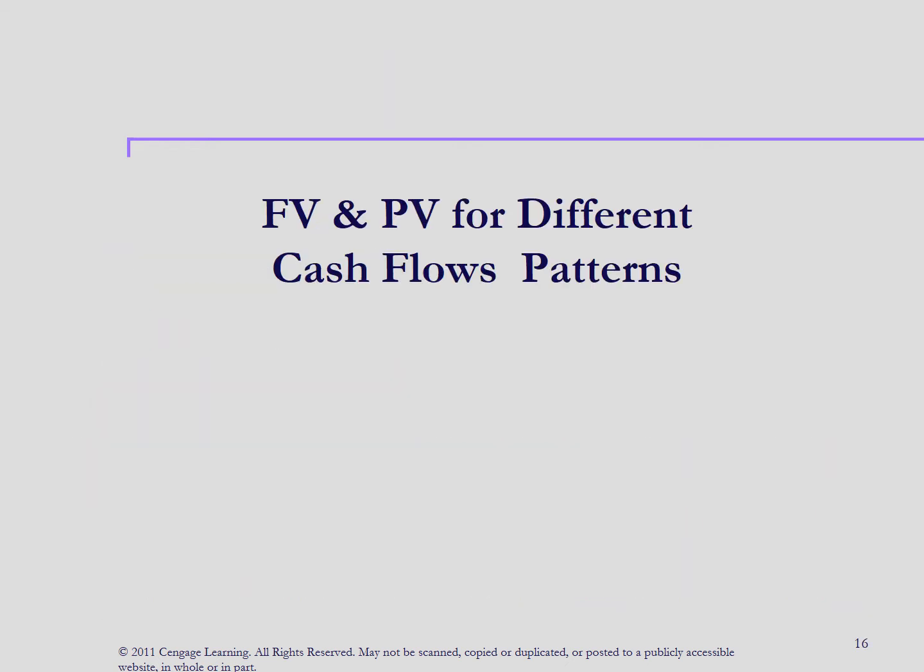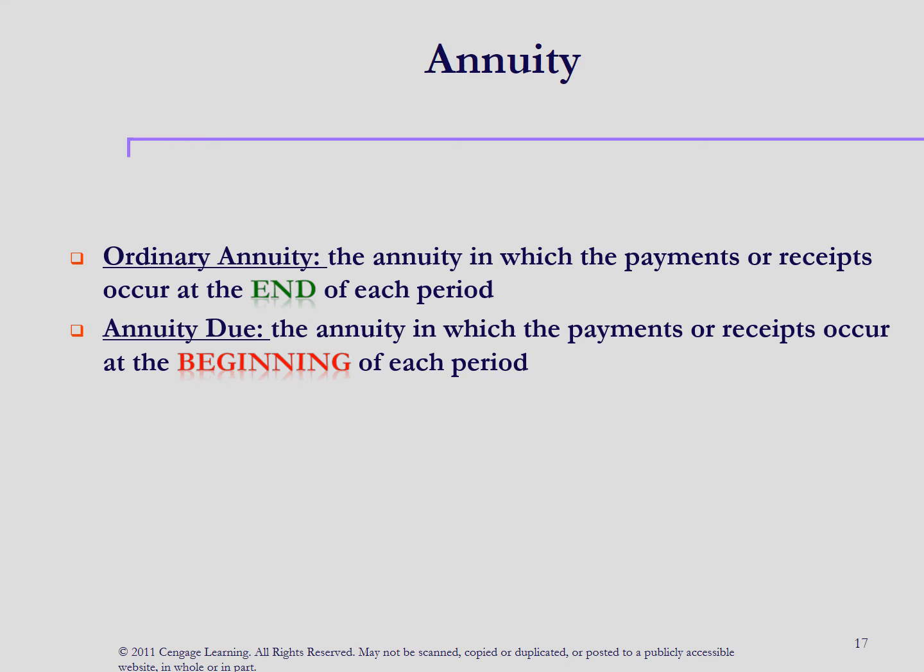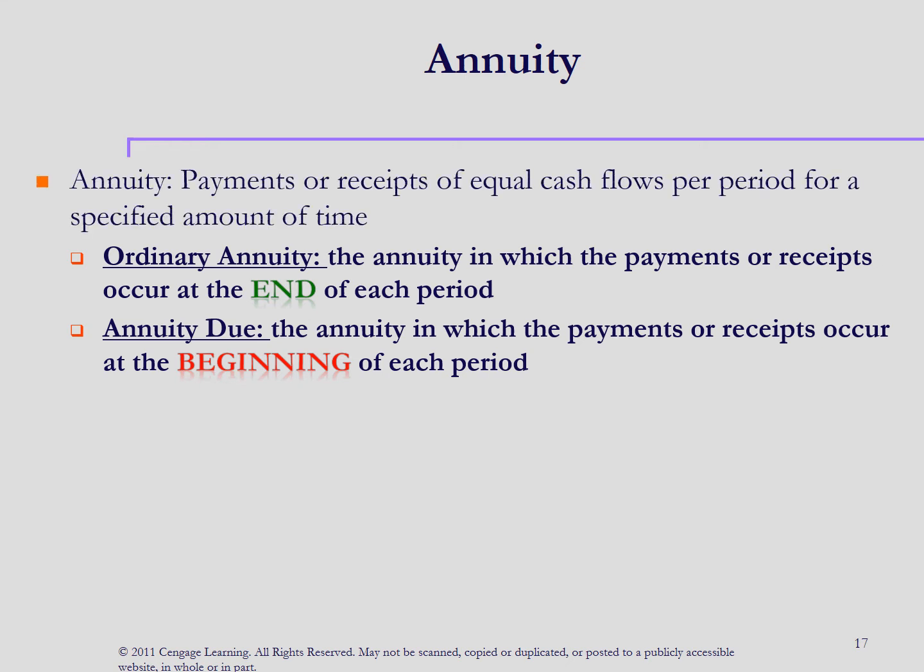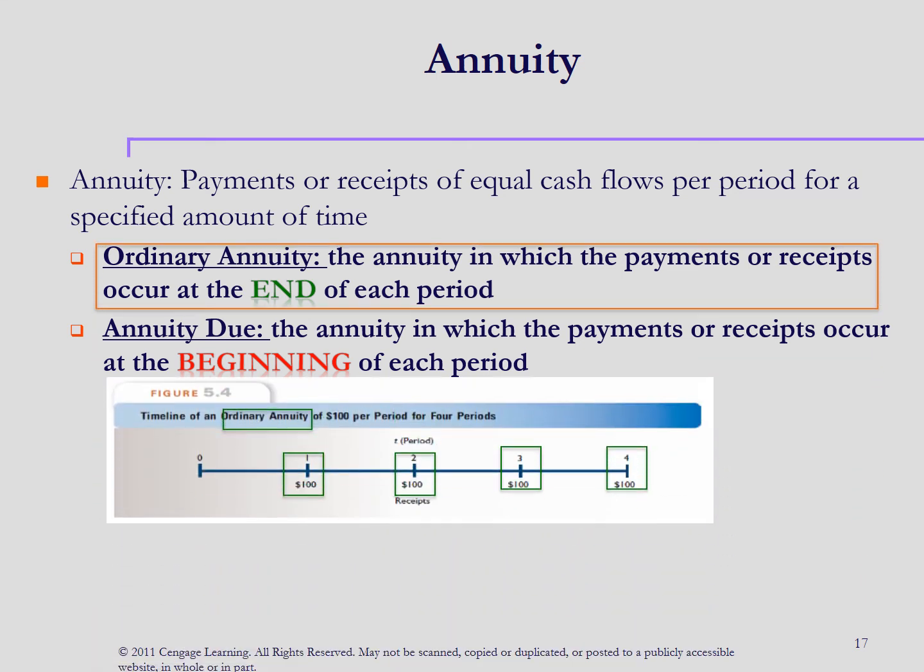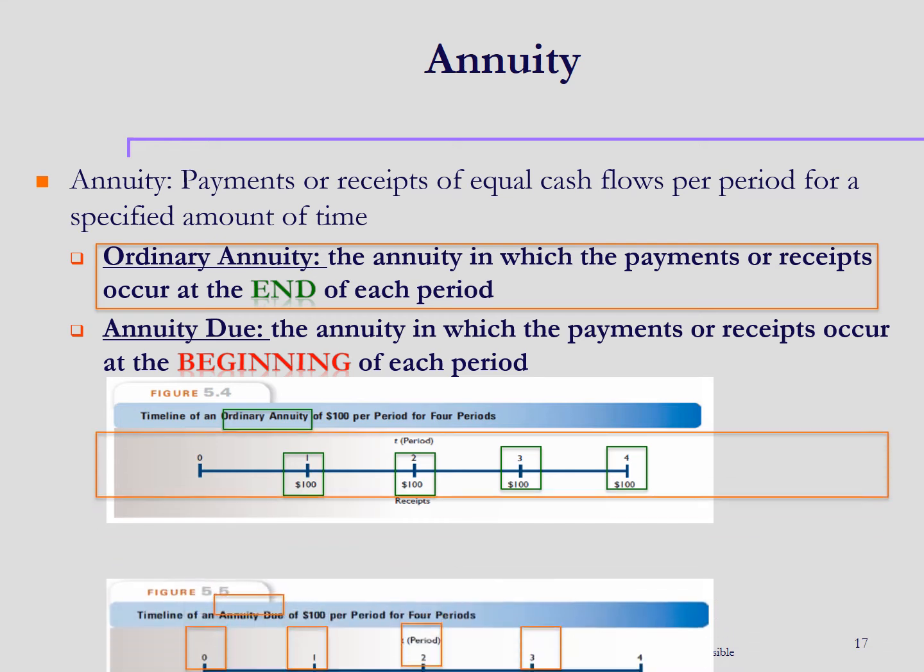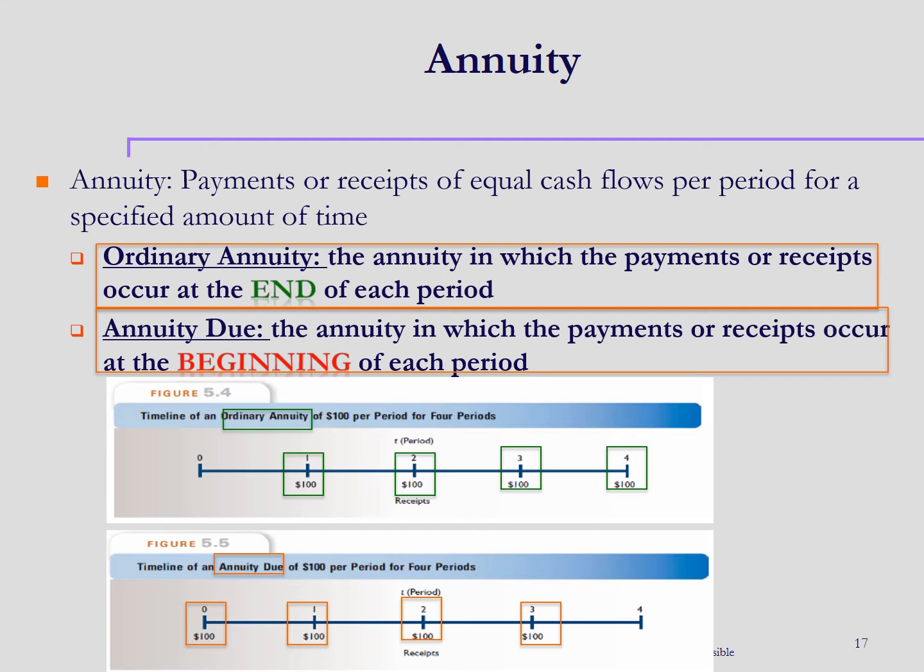We next are going to discuss future value and present value for different cash flow patterns. Annuity. Annuity represents payments or receipts of equal cash flows per period for a specified amount of time. Ordinary annuity is the annuity in which the payments or receipts occur at the end of each period. Annuity due is the annuity in which the payments or receipts occur at the beginning of each period.